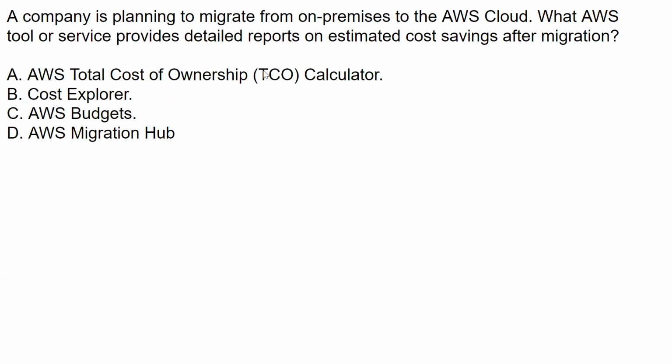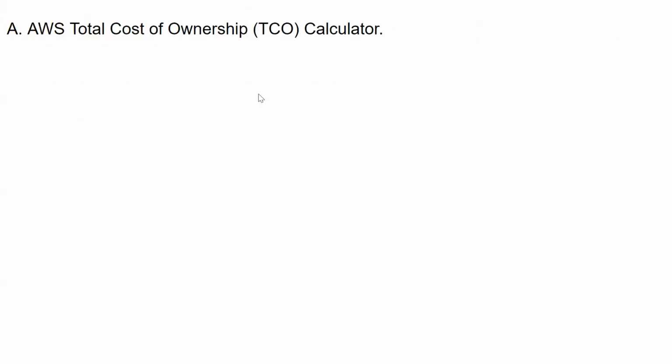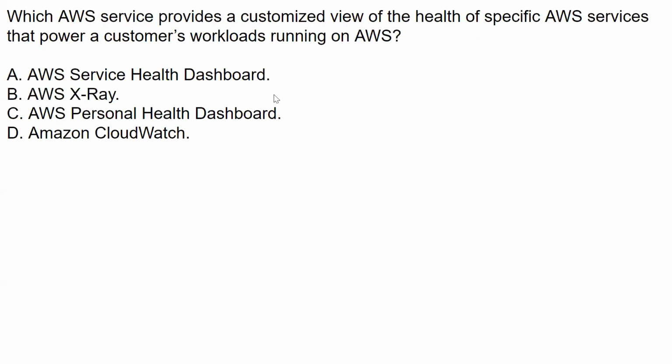A company is planning to migrate from on-premises to the AWS cloud. What AWS tool or service provides detailed reports on estimated cost savings after migration? Total cost of ownership calculator, Explorer, budgets, migration hub. Total cost of ownership calculator.